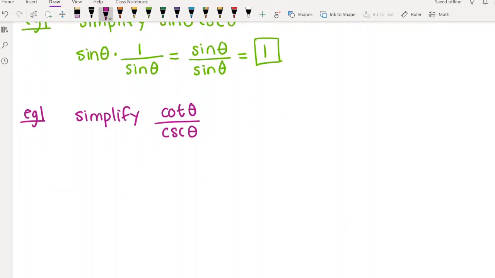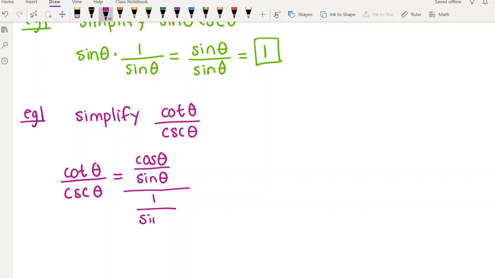Okay, so we want to rewrite each of these in terms of sine and cosine. In this case, we're going to end up with a fraction over a fraction, so we're going to have to make use of what we know about dividing fractions. Cotangent is the reciprocal of tangent, and so that can be written as cosine of theta over sine of theta. And then the denominator is cosecant. That one we already saw, it's the reciprocal of sine, so that's 1 over sine of theta.